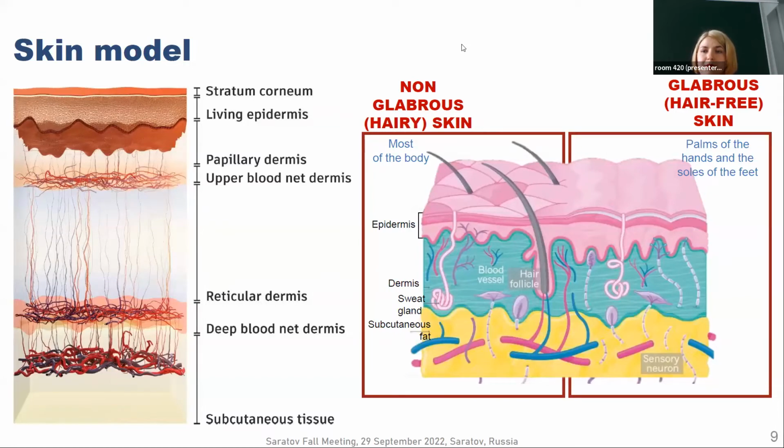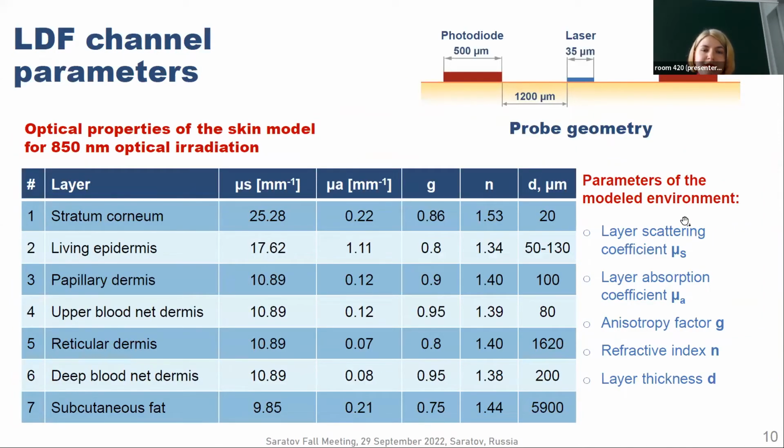Glabrous skin covers palms and soles of the feet, and non-glabrous skin covers almost most of the surface of the body. These skin types have several functional and structural differences. The main structural difference taken into account in this simulation was the greater thickness of the epidermal layer in glabrous skin, which is due to the presence of an additional cell layer in this type of skin.